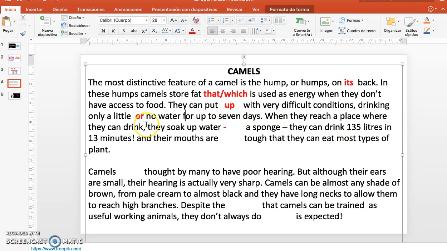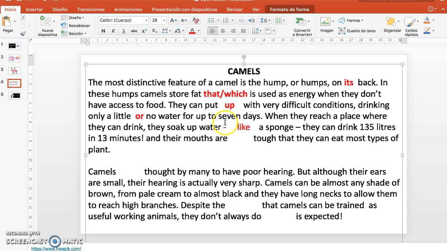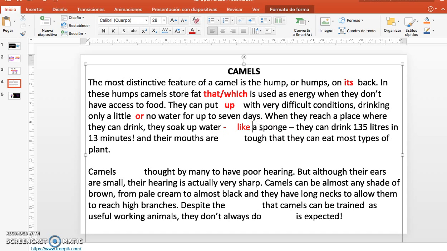When they reach a place where they can drink, they soak up water. And here we are going to use the word like. Why? Because we have two marks here, this hyphen and this hyphen, that indicate that the text is giving an example. So here the most appropriate word is like. Why? There are different ways to give examples. We say for example and we use for instance. But the important thing in this exercise is that we can use just one word per space. That's why the most appropriate word in this space is like.